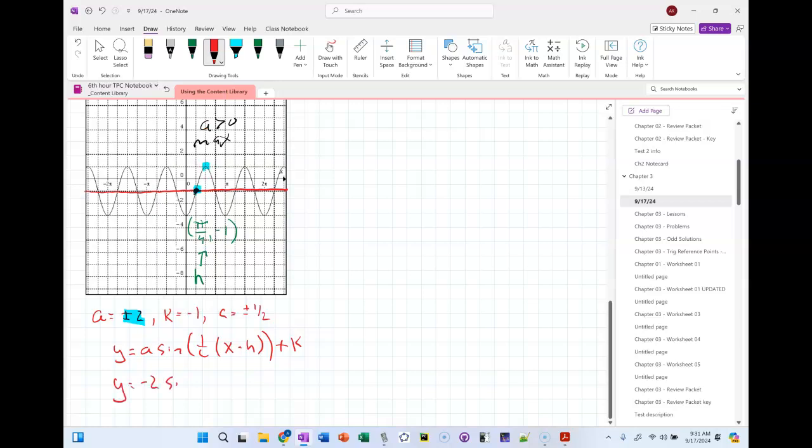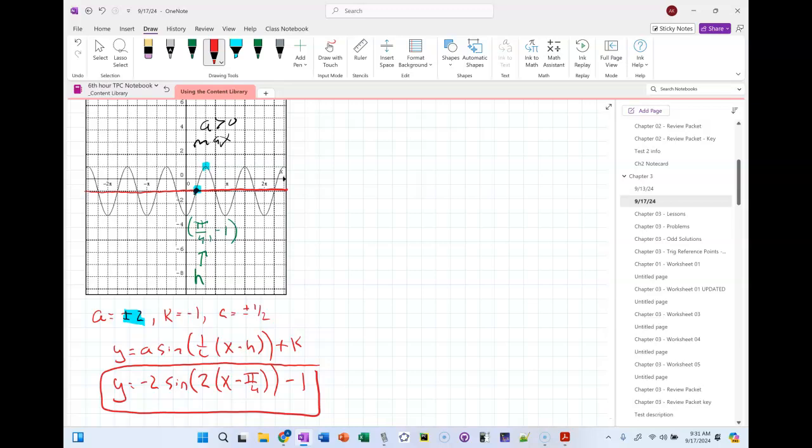So negative 2 sine of, always picking that c to be positive. Our h is just pi over 4. And if you want, you could distribute the 2 through. You don't need to do that. You can just leave it in this factored form, whatever is fine. Is that okay?